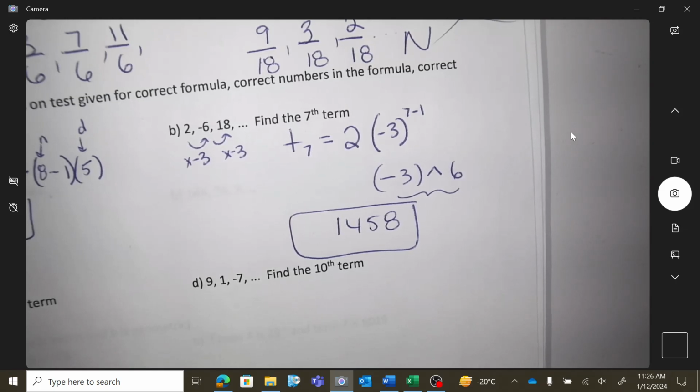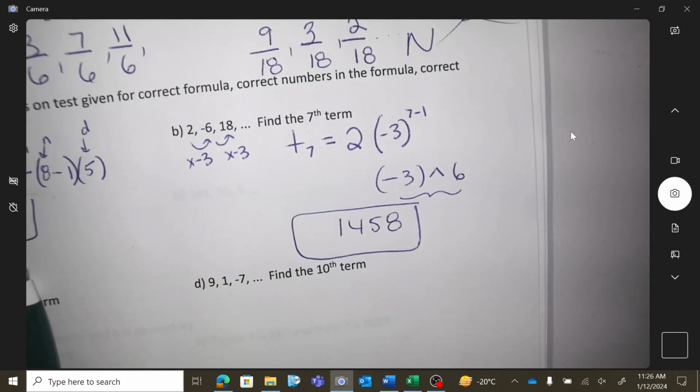I knew it was going to be positive because the first term is positive, the third term is positive, right? You're going to go positive, negative, positive, negative, positive, negative. Do your answers make sense on this test? Make sure you're asking that to yourself.